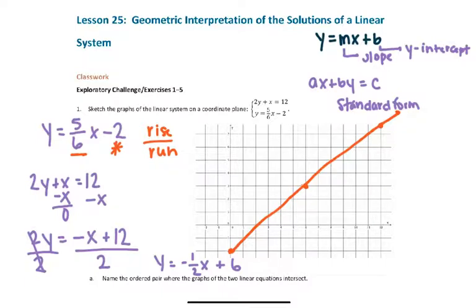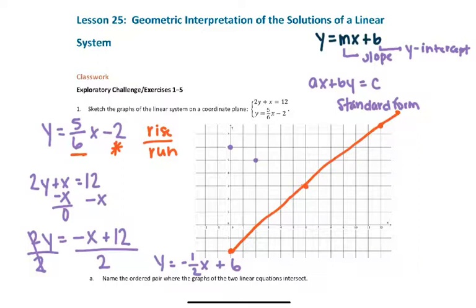So now on the y-axis, I'm going to plot my point at y equals 6, because the y-intercept for this equation is positive 6. And now my slope is negative 1/2. So that's telling me I need to move down 1 unit and to the right 2 units. So I'm at 6, I'm moving down 1 unit to 5, and I'm going to move over to the right 2 units.